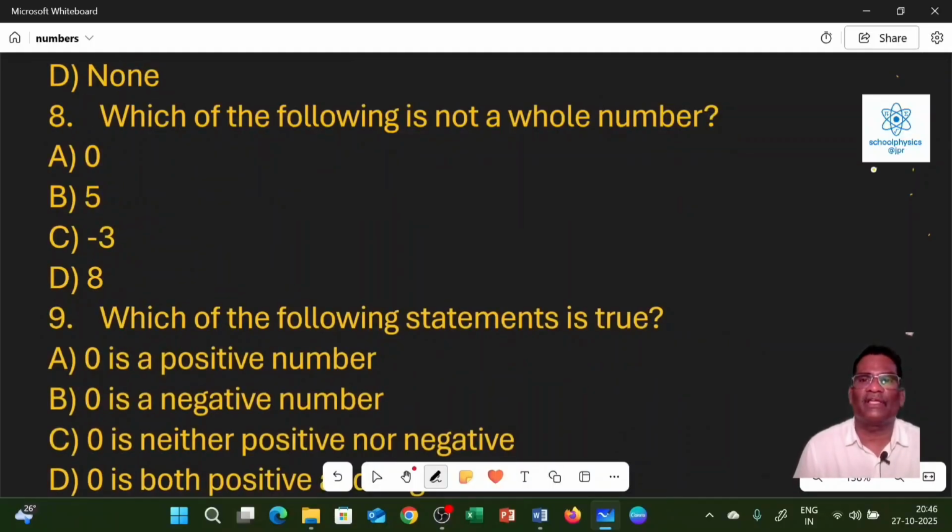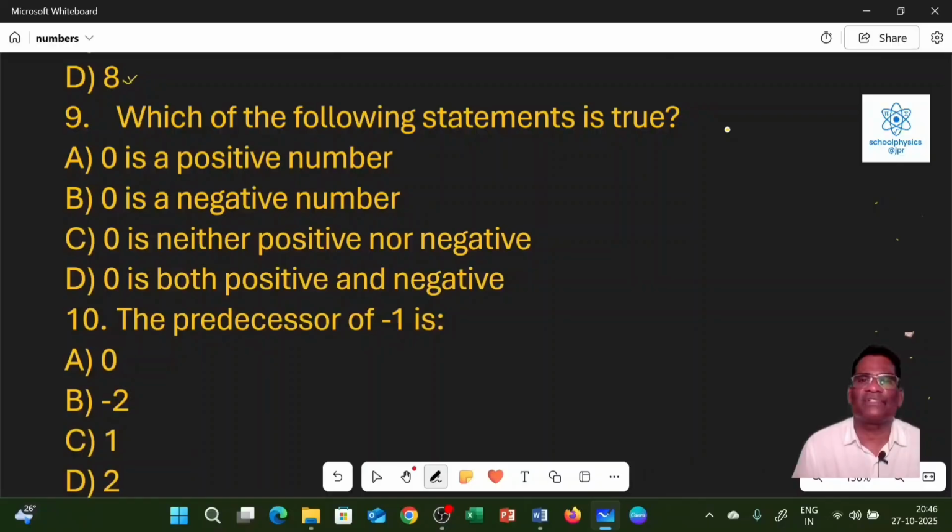Which of the following is not a whole number? 0 is a whole number, 5 is a whole number, and 8 is also a whole number. Minus 3 is not a whole number. So this is the right answer, because the set of whole numbers is 0, 1, 2, 3 and so on. So there are no negative numbers. So minus 3 is not a whole number.